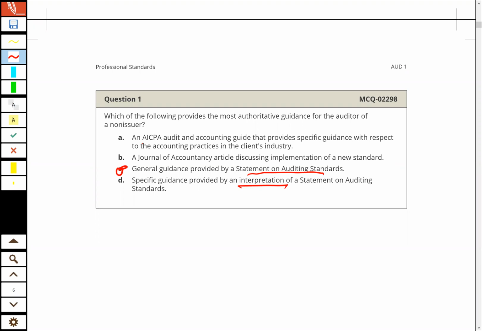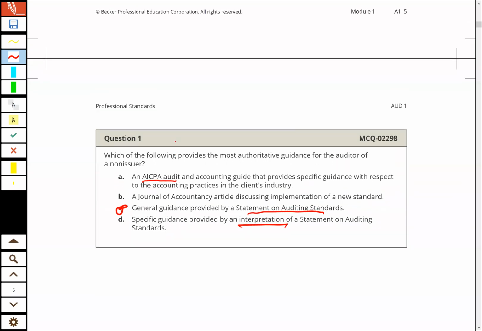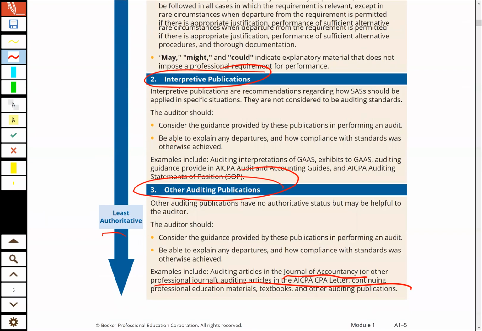But notice what they did to you here. They put AICPA down here, and you think, well, AICPA, anything they write is the most authoritative. No, they have the interpretations, they have other things. The most authoritative thing that the AICPA comes out with is the statements on auditing standards. Those are issued by the AICPA, and those were on our list as most authoritative.